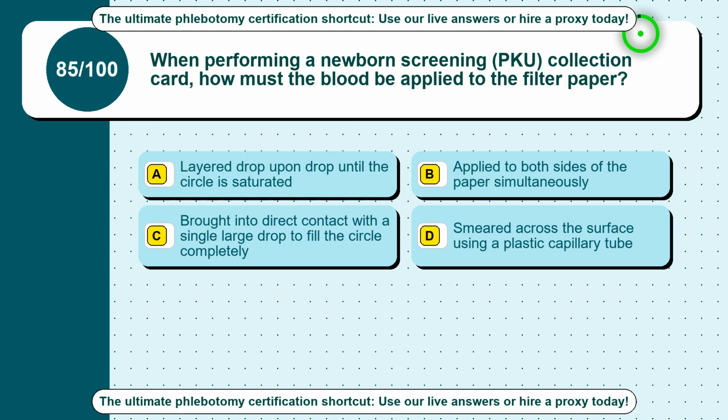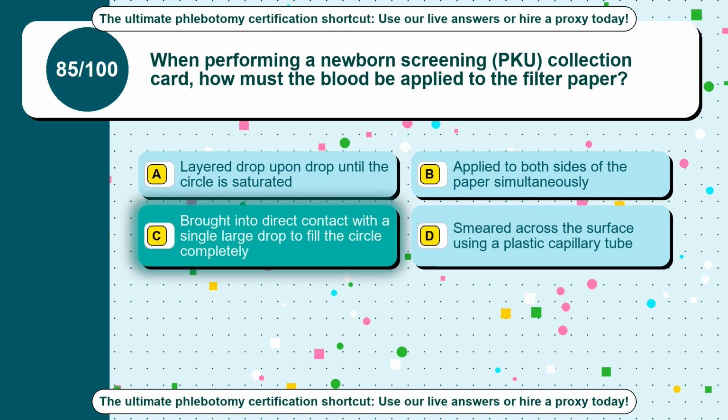Question 85. When performing a newborn screening, PKU, collection card, how must the blood be applied to the filter paper? Option A. Layered drop upon drop until the circle is saturated. Option B. Applied to both sides of the paper simultaneously. Option C. Brought into direct contact with a single large drop to fill the circle completely. Option D. Smeared across the surface using a plastic capillary tube. The correct answer is option C.